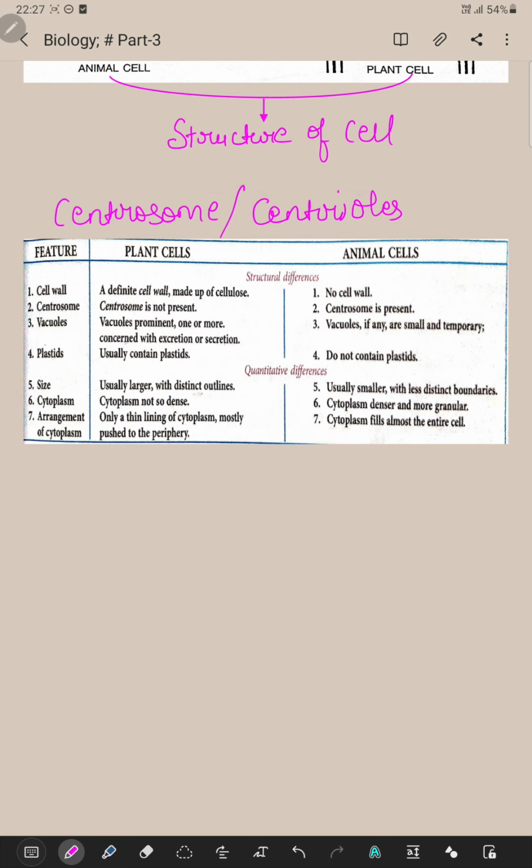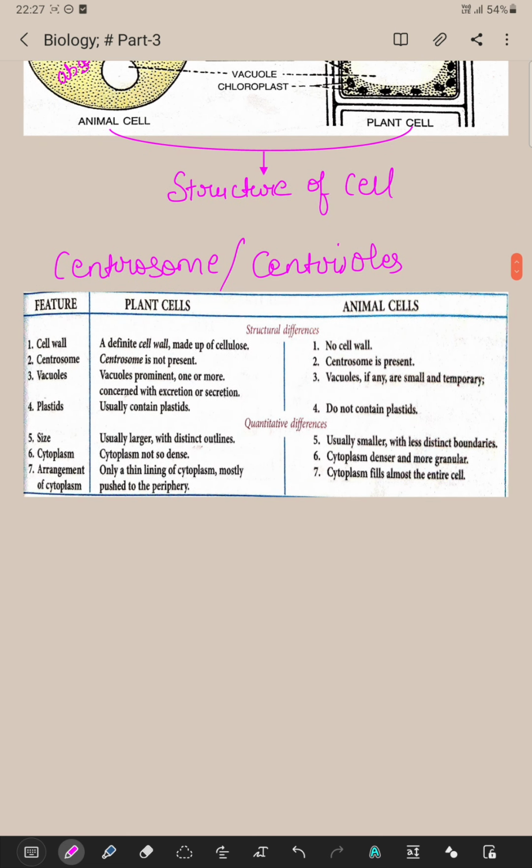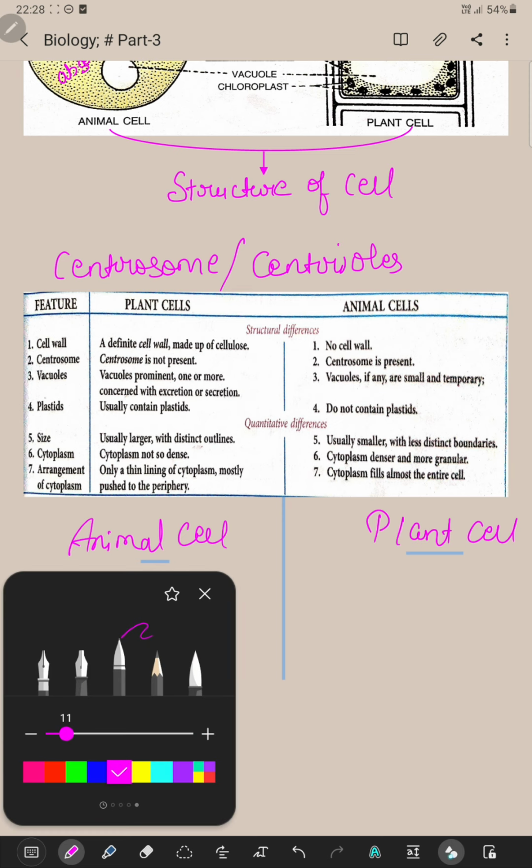Okay. Now the features of plant and animal cells are given, and what are the differences between them? Let me tell you some common differences between animal cell and plant cell, which we definitely need to remember, because this will definitely be asked in your exams: what is present in animal cell, and what is absent in animal cell.